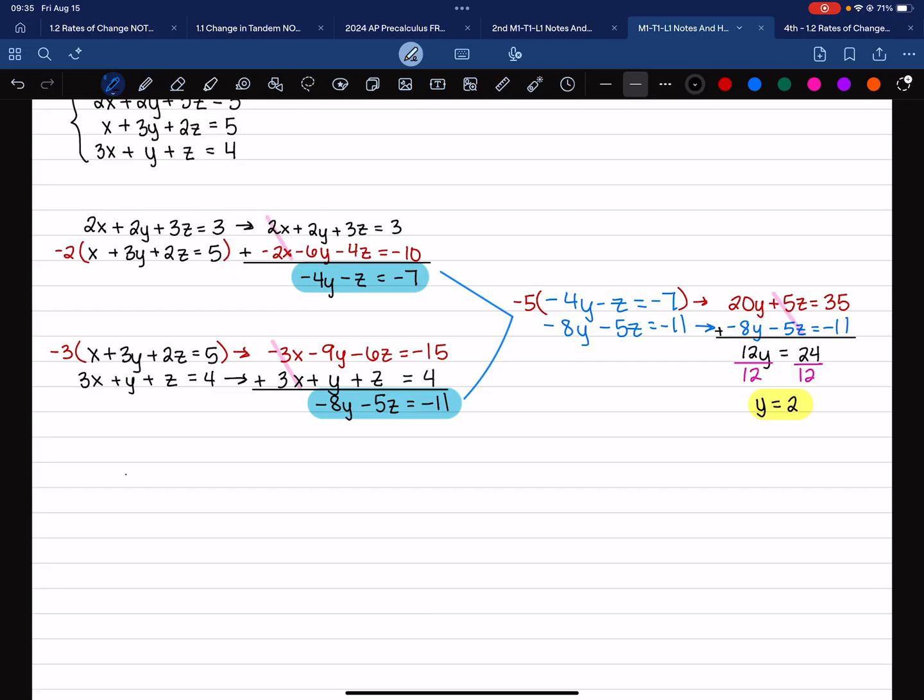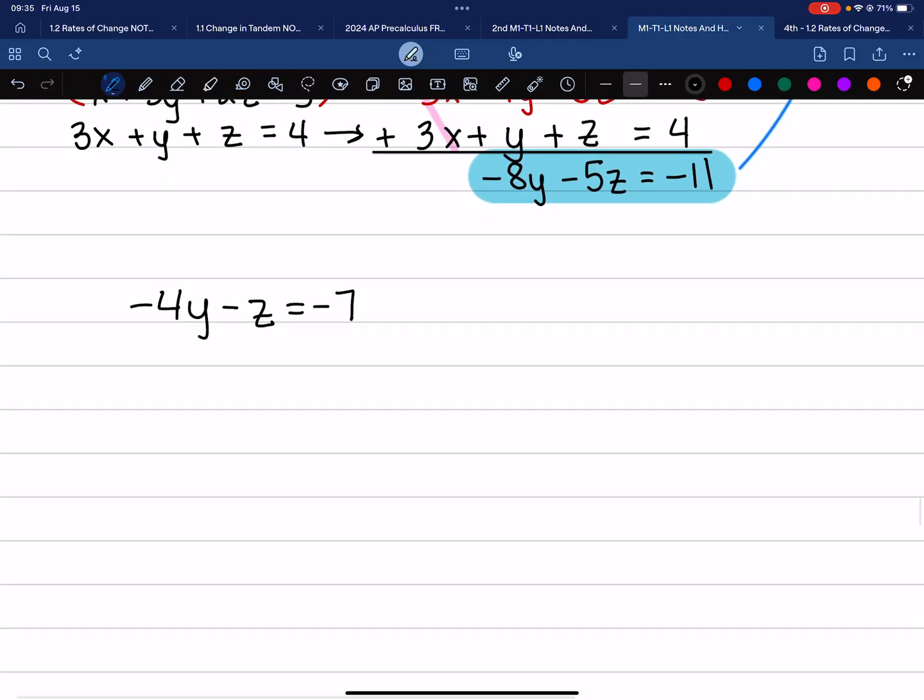So what I'm going to do is write that equation down. And we're going to plug in 2 for y. So I have a negative 4 times 2 minus z equal to a negative 7. So negative 4 times 2 is a negative 8, minus z equals a negative 7. I'm going to do something that most of us may like, but if you want to try it a different way, you should get the same answer.